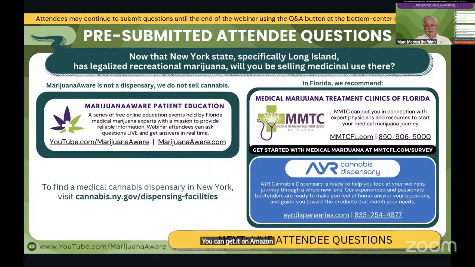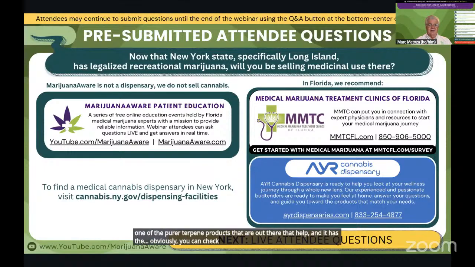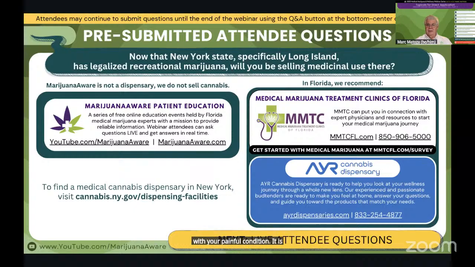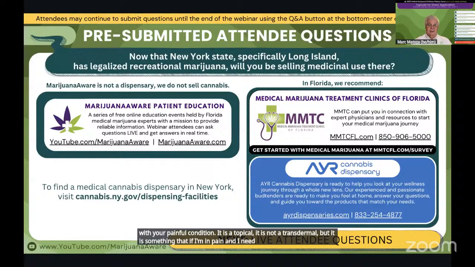And interestingly enough, when you look at the Blue Emu product, it is a huge mixture of terpenes. It's a wonderful product. I use it all the time, and it's something you may want to take a look at. It's probably one of the pure terpene products out there that help, and you can check the list of all the terpenes you need to help with your painful condition. It is a topical, not a transdermal, but if I'm in pain and need to address it right now, it works like a champ.